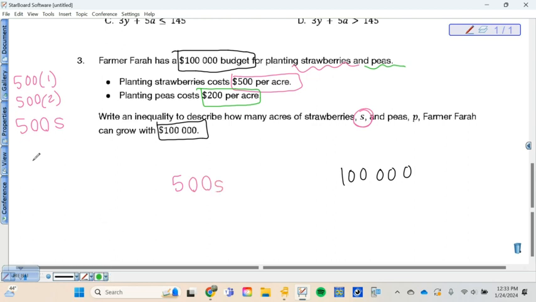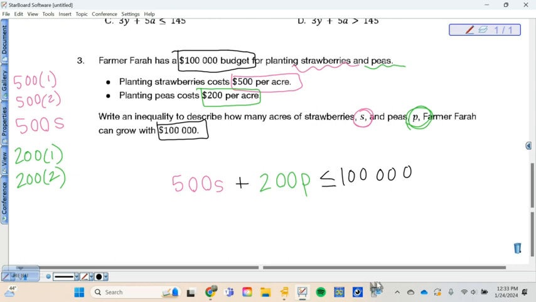And how much do the peas cost? 200. So again, if I multiplied by 1, that'd be for 1 acre. If I multiplied by 2, that's for 2 acres. 200 P if I'm planting P acres. And then what do I need to do with that amount I'm spending on strawberries? You guys are flying off the handle here. What's that going to be? Does this amount that she spends, why is it less than? Because you have a budget, you have to spend less than your budget. You can't spend more than your budget. Yeah, less than or equal to is okay.